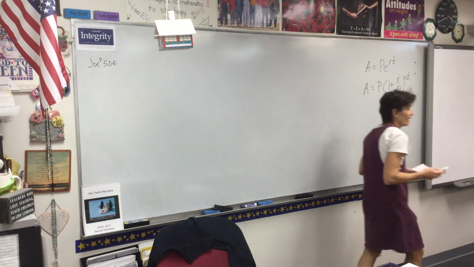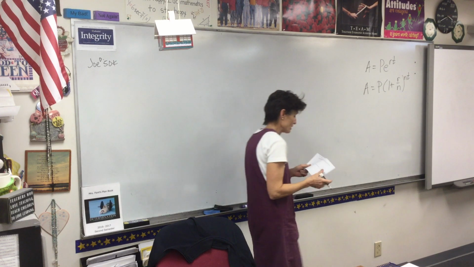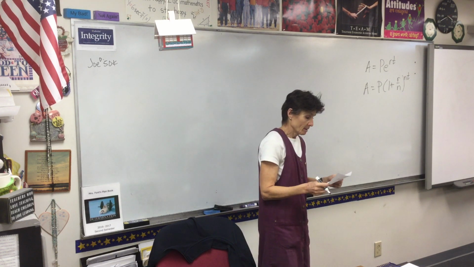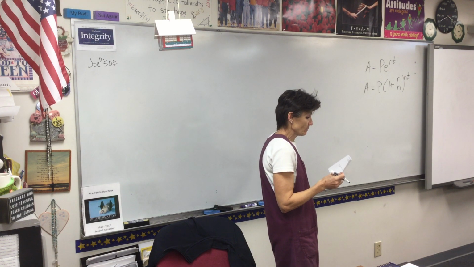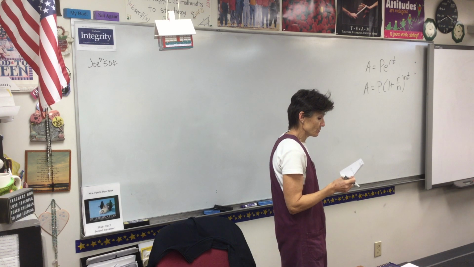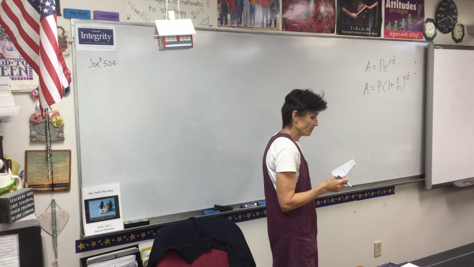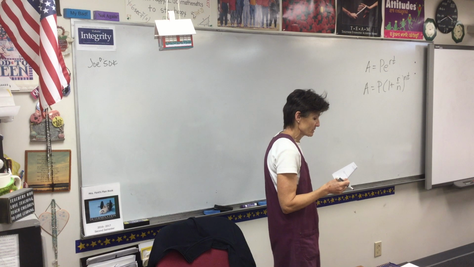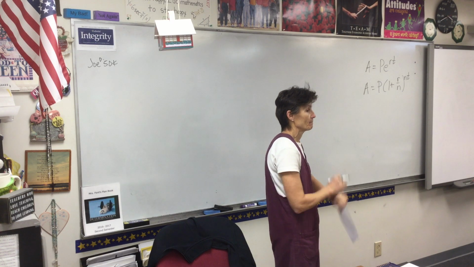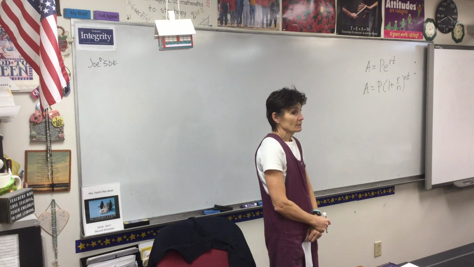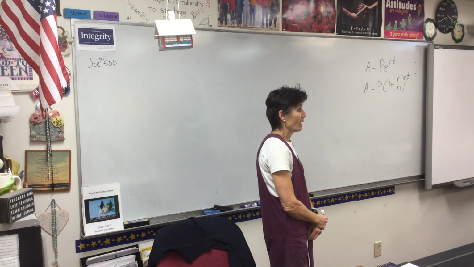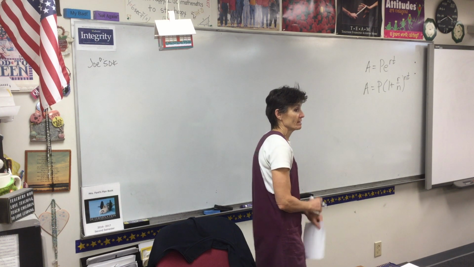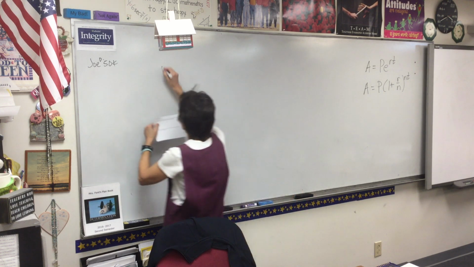Okay, now let's read the first problem. How much will 18-year-old Kia have when she is 32 years old if she deposits $500 right now in an account paying 2.4% interest compounded monthly? Top or bottom? Bottom. Compounded monthly. That's going to be our bottom one.